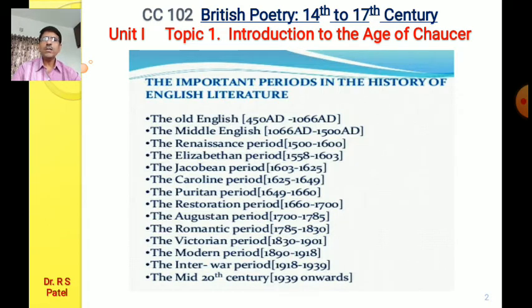Now who this Chaucer is? We are mentioning the name, that is age of Chaucer. Age means yug. In Gujarati we call it yug, era or period. So age of Chaucer, the title of this topic is Introduction to the Age of Chaucer.